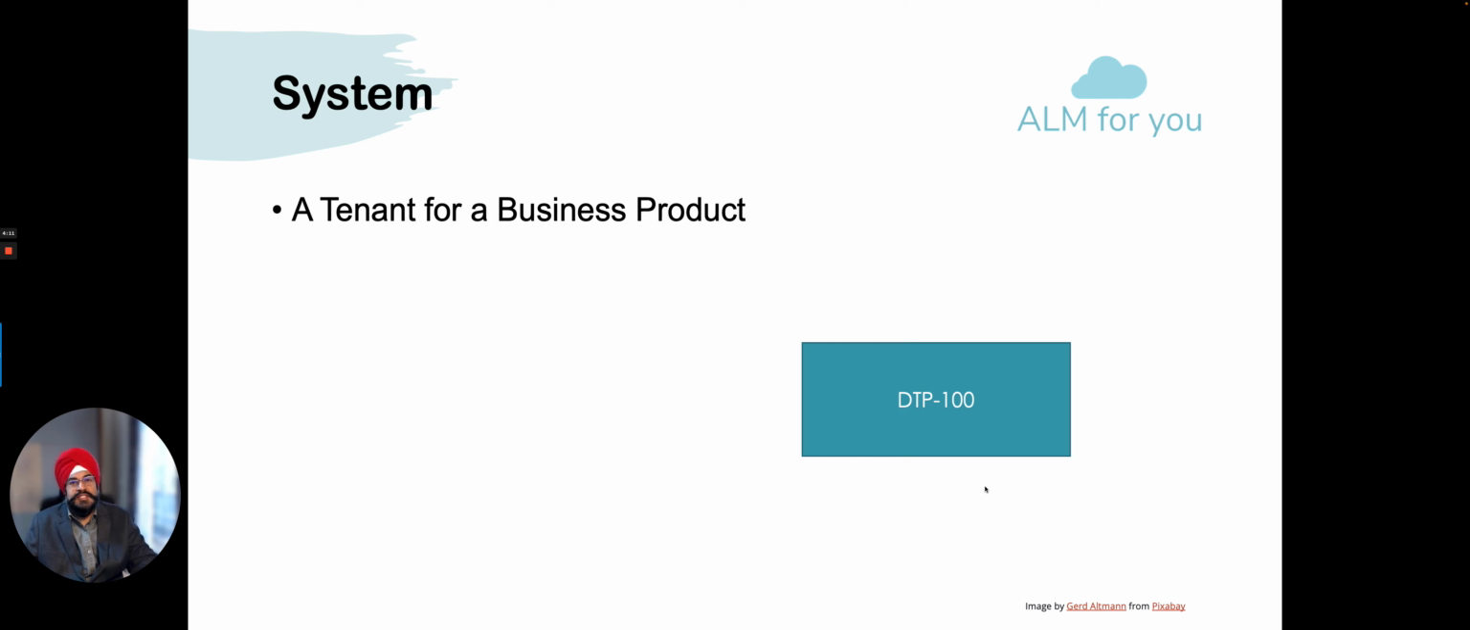So what is a system? In SAP Cloud ALM, we use the term tenant in certain user interfaces, and in some user interfaces, we call them system. But it's basically the same thing. You may be familiar with it mainly as a tenant, but the new terminology guideline is that we call it system. And it's for a particular business product.